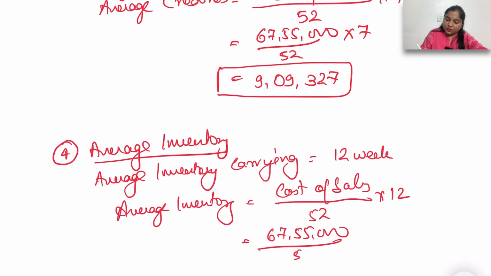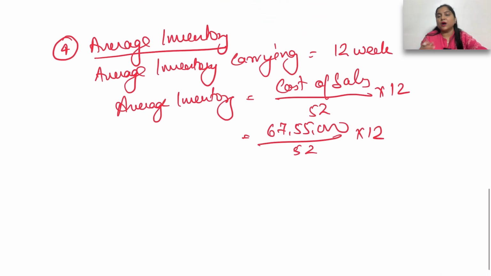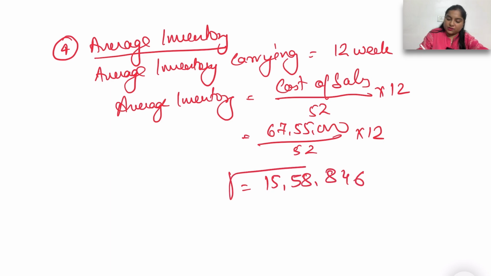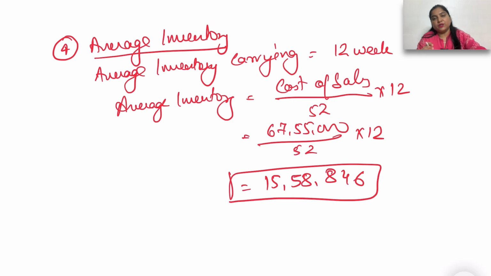Again 67,55,000. You don't need to be over smart, because I have seen so many aspirants who became over smart and try to dig out other data, and if not available, they question that the question is wrong. Don't do that. Please don't do that. Okay. We have 15,58,846 as an inventory. Everything we have.